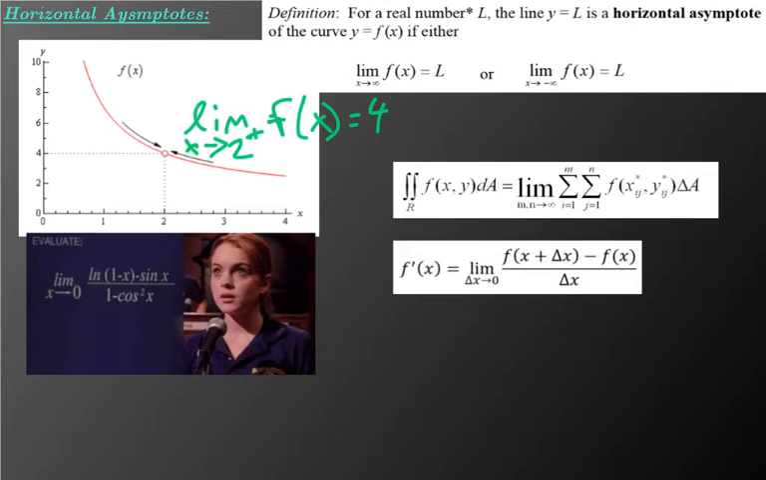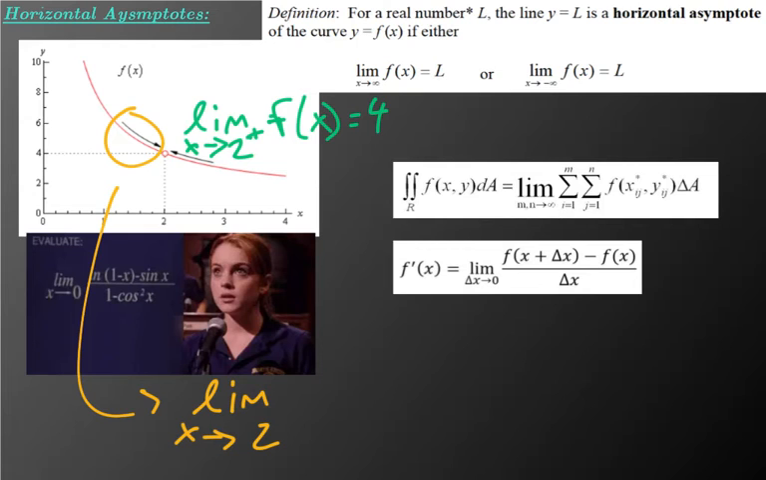And then we can also talk about this arrow that I have drawn here. I can say the limit as x approaches 2, but from the left this time, and I would do that with a little minus sign, of f of x. And that also equals 4, right?